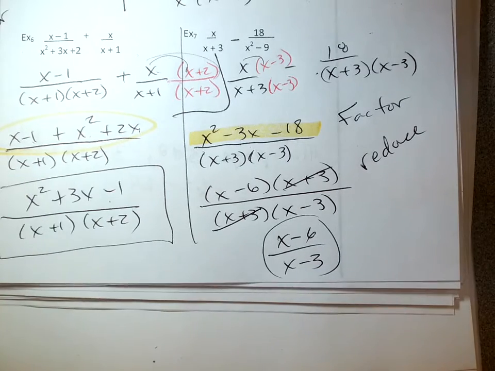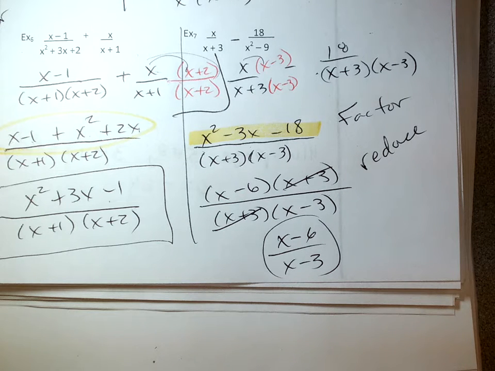Don't cancel the x's, and don't make this 2. We talked about that yesterday. Do not do that, because you need the entire top divided by the entire bottom. So don't cancel the x's. Don't make that negative 2. Okay? All right? Turn the page. Am I doing okay? Okay.